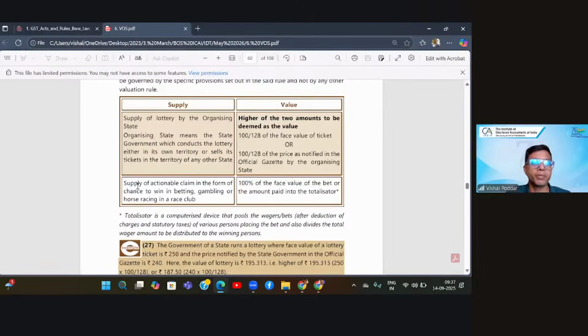Then the second part is very simple, supply of actionable claims in the form of chance of winning in betting, gambling or horse race. So for other things like betting, gambling, in the case of horse racing, the value is simply 100% of the face value of the bet. So if you have put a bet of 1 lakh rupees, 1 lakh into 28% is the answer. Simple. I hope this is understood and clear. Yes, sir. Clear.